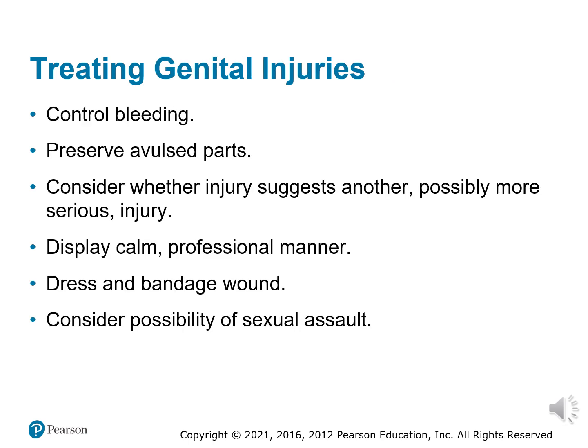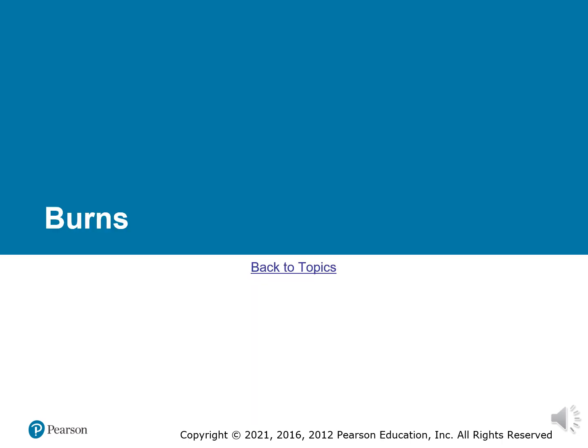Treating genital injuries. First, you want to control the bleeding. Preserve avulsed parts. Consider whether injury suggests another possible, more serious injury. Display calm professional manner. Dress and bandage the wound, and consider the possibility of sexual assault. In this section, we're going to talk about burns.